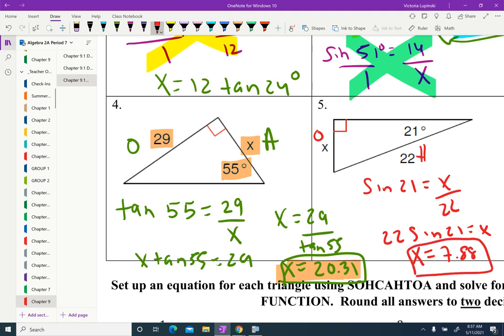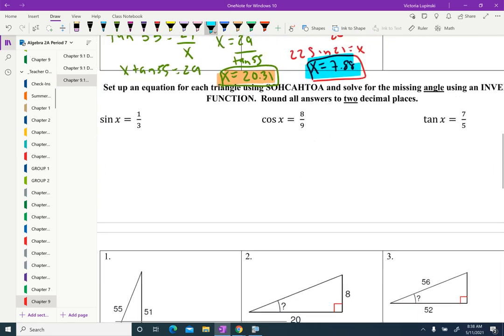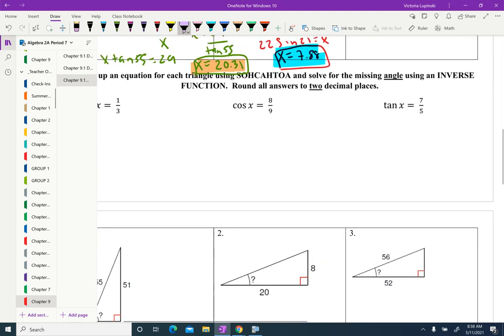If you're not able to get the correct answers now, you're not going to be able to get them when you do the homework. So you do want to confirm whatever device you're using that it works. Then the opposite of solving for a missing side is continuing to use SOHCAHTOA, but solving for a missing angle.